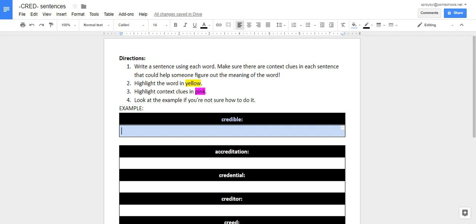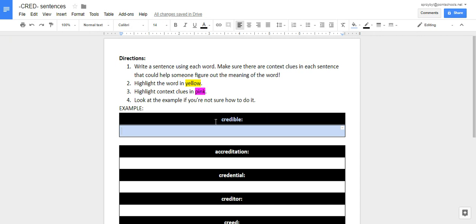We're smart like that. Make sure there are context clues in each sentence that could help someone figure out the meaning of the word. So basically, as readers, you know that if you come across a word you don't know, you use context clues to figure out what that word means. So now I want you to think as a writer, as a user of these words, what kind of context clues can you put into the sentence that will help a person know what this word means, even if they've never heard it before? So I'm going to do an example, and then we're going to be highlighting the word in yellow and the context clues in pink.